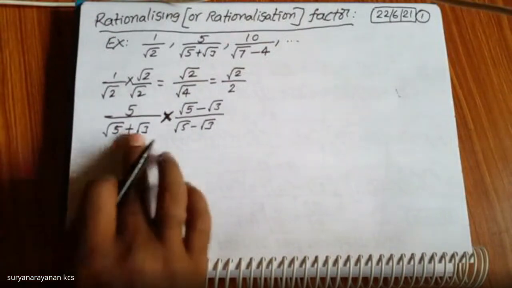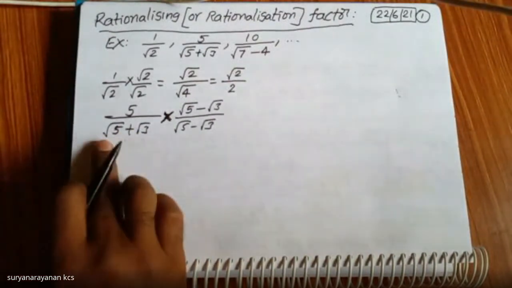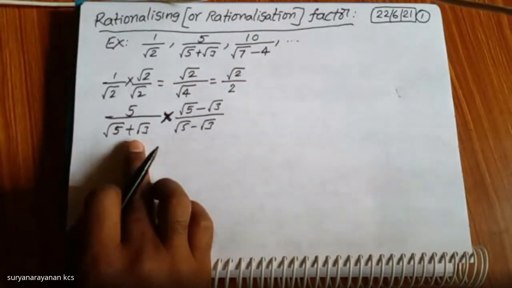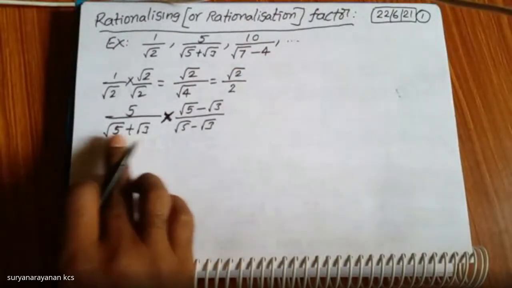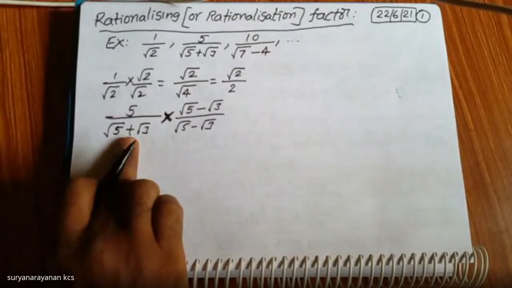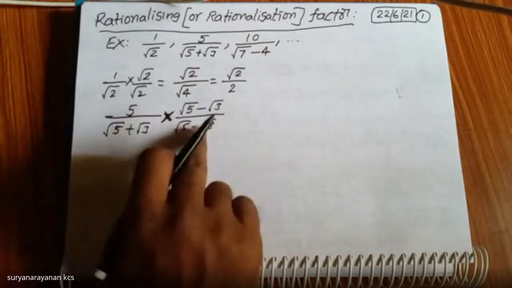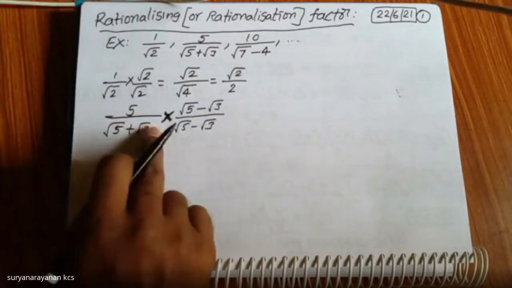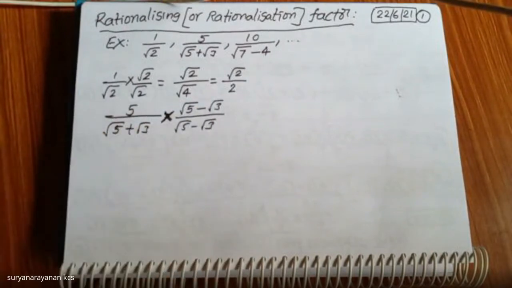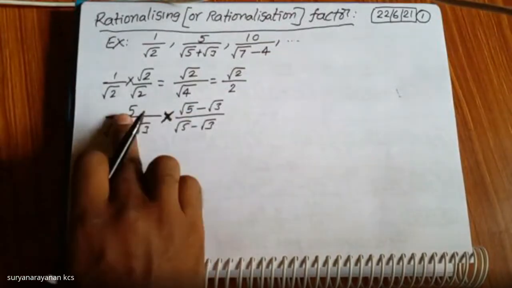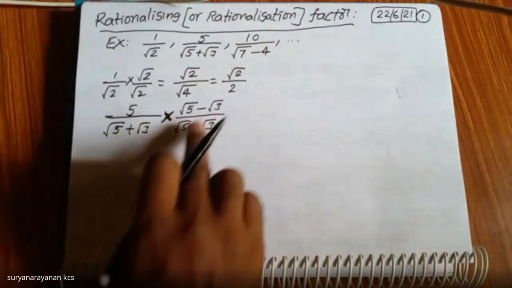To get the rationalizing factor of an irrational number in this form, simply change the sign in between. If there is a plus sign, then just write a minus. Write the remaining two numbers as they are. Now let us see what will happen after multiplying the numerator and denominator by root 5 minus root 3.